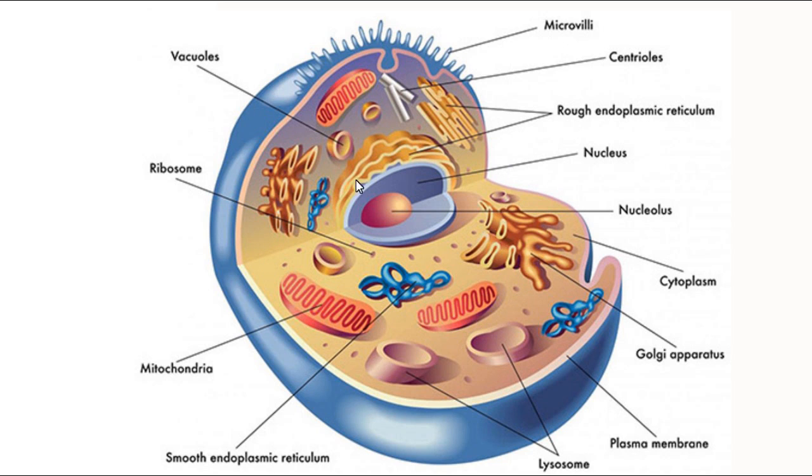Now the most obvious structure inside any cell is usually the nucleus. That's the round, large structure towards the center of the cell. It contains DNA, which is our genetic information, and that's really important for controlling the cell and its functions. Inside the nucleus you can see a smaller round organelle.